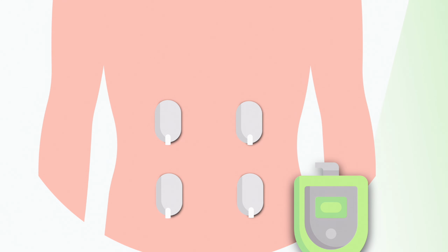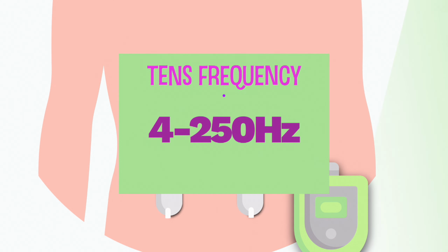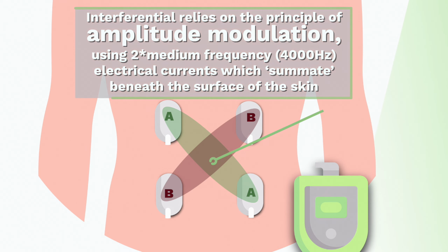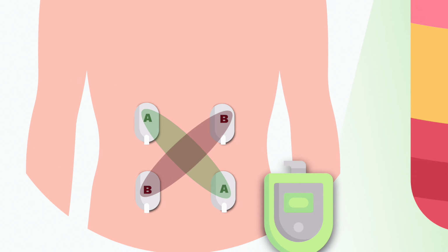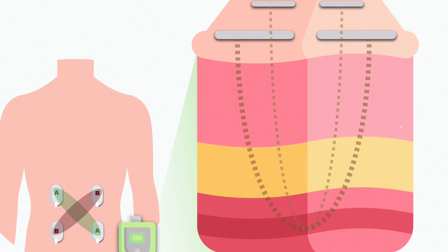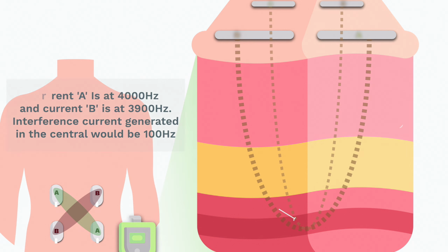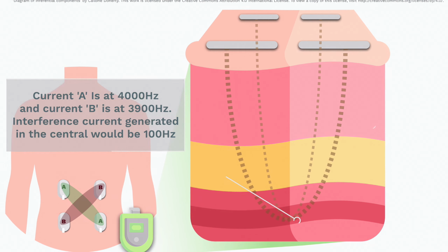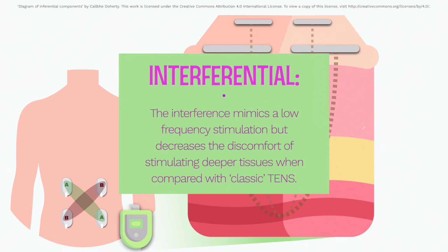Instead of using the low-frequency currents typical of TENS, which are between 4 and 250 Hz, interferential relies on the principle of amplitude modulation, using two medium-frequency electrical currents, each around 4000 Hz, which summate or cancel each other out beneath the surface of the skin. These medium-frequency currents pass through the tissues simultaneously, and they are set up so that when their paths cross, they interfere with one another, and this gives rise to an interference or beat frequency, which has the characteristics of low-frequency stimulation. In effect, the interference mimics a low-frequency stimulation, but decreases the discomfort of stimulating deeper tissues, like muscle, when compared with classic TENS.